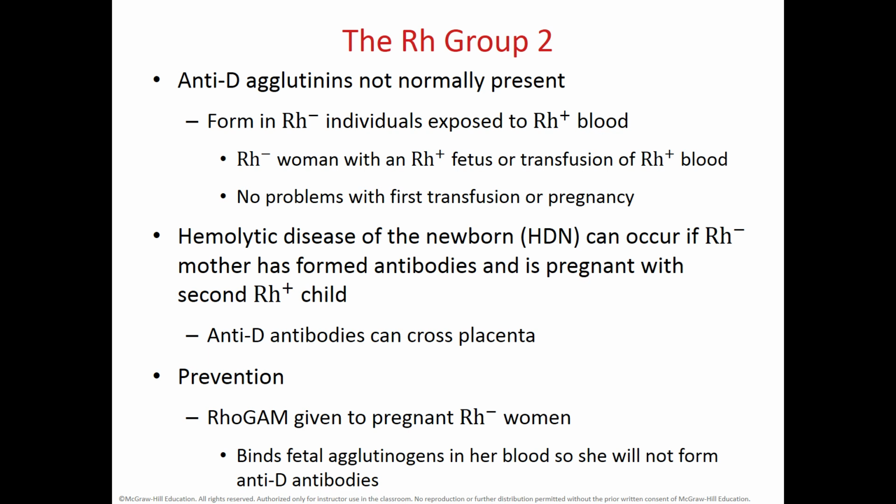Now, if this doesn't happen, if this female doesn't receive RhoGAM and she has a second pregnancy with an Rh positive fetus, her antibodies will cross the placenta, will bind the red blood cells of the baby, and will start destroying them in what we call hemolytic disease of the newborn, or HDN. And of course, the baby will be anemic and the baby can die.